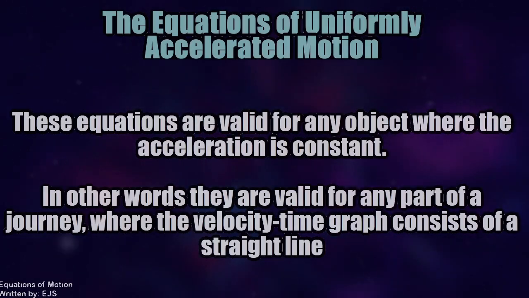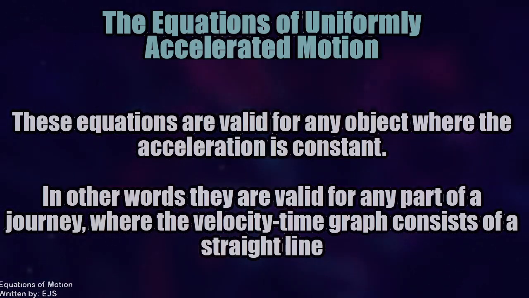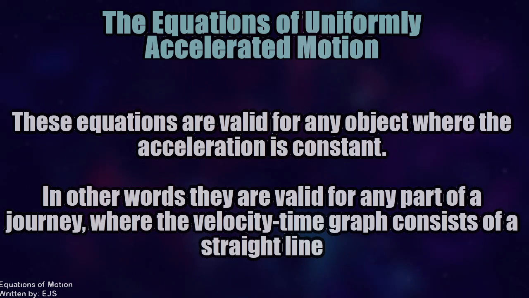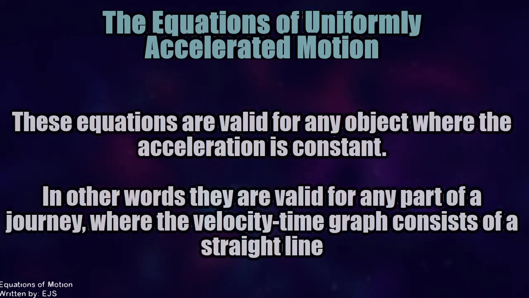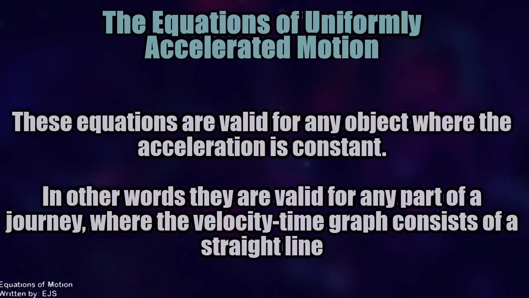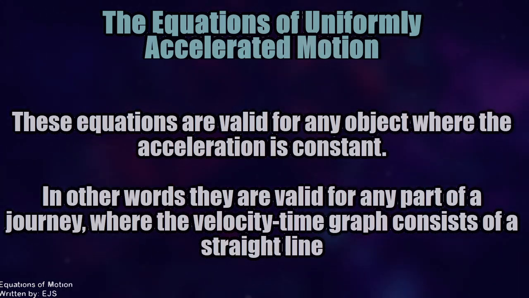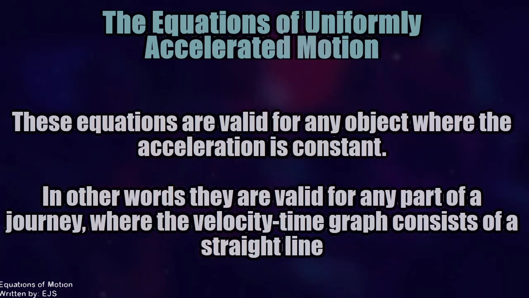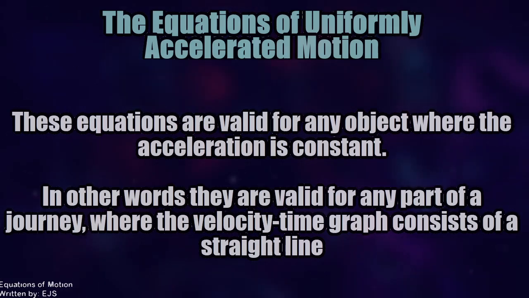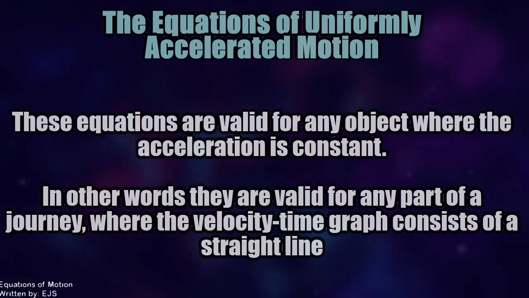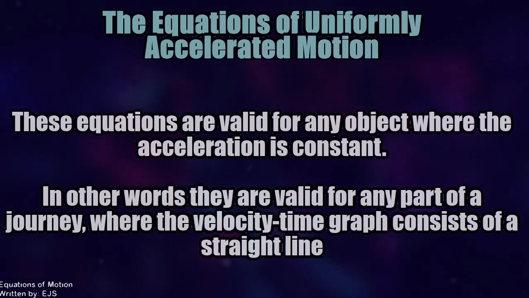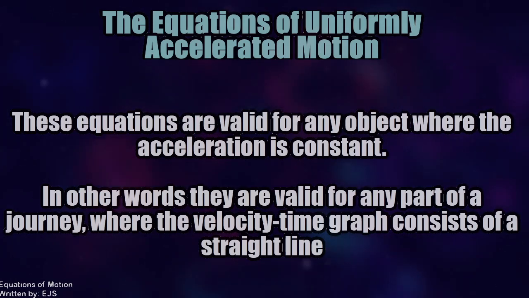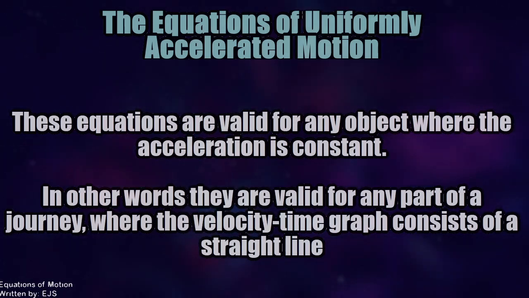Well, firstly, we need to be a little bit more specific and remind ourselves that these are called the equations of uniformly accelerated motion. That means that these equations are only valid for an object where the acceleration stays the same or is constant. So you can use it for parts of a journey, but if an object, for example, accelerates, then travels at a steady speed and then slows down again, it's only valid for parts of that journey. You can't use it for the whole journey. So any section of the journey where the velocity time graph is a straight line would mean that these equations are usable.